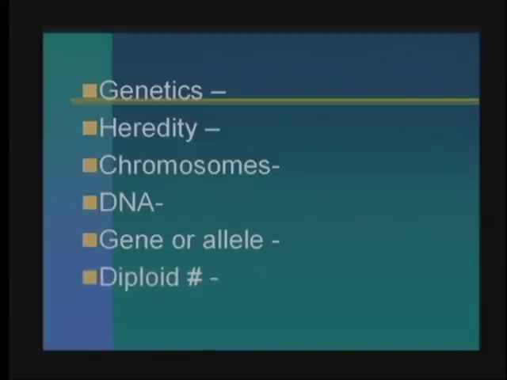Diploid number and haploid number, we were talking about these when we were talking about reproduction. The diploid number is the number of chromosomes that we have in all of our cells except for the reproductive cells. So again, for humans, this would be 46. And then the haploid number is half that. It's one member of each chromosome pair, so the haploid number for humans would be 23. Any questions?